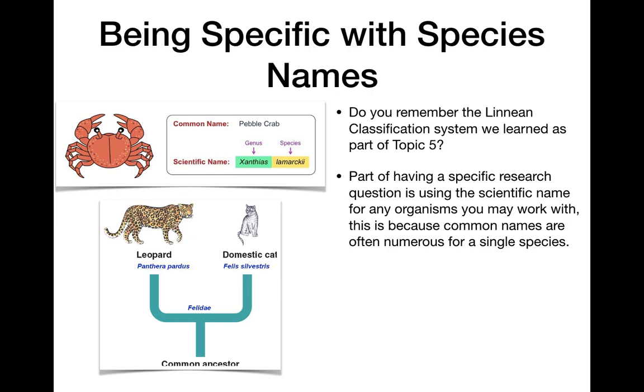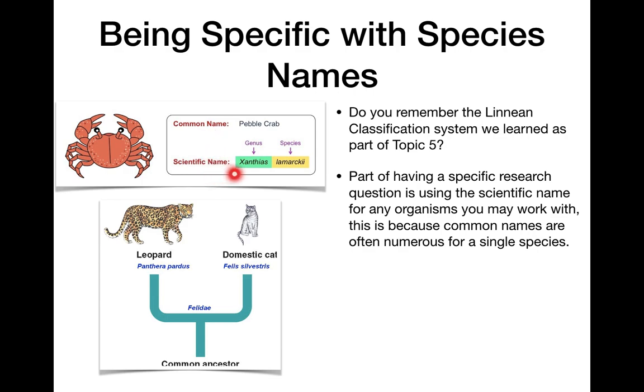So you need to know the species name of the species you're going to be observing. And this is really important because common names, they can have many, many common names for a single species. Okay, so here we have a pebble crab is one common name for this crab, but it only has one scientific name, no matter which language you speak.